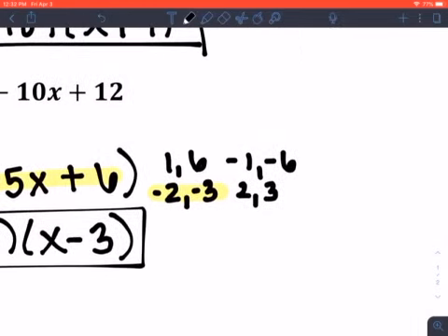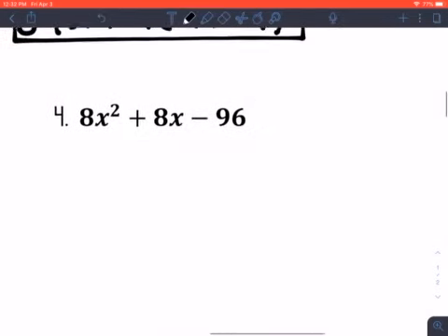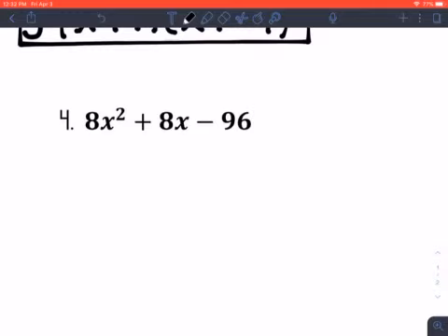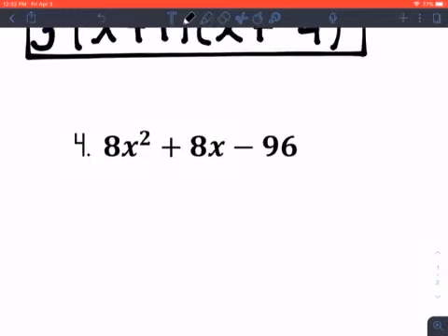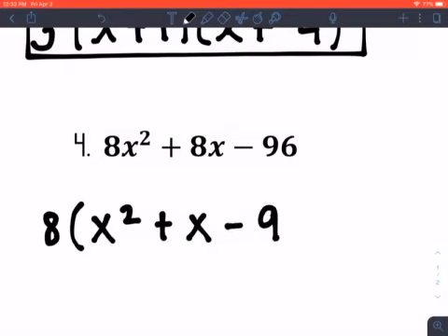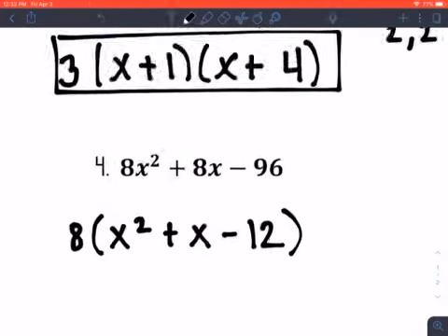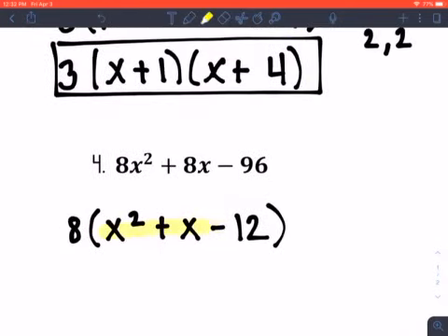Let's look at practice problem number 4. In practice problem number 4, we see 8x squared plus 8x minus 96. Our first step is to see, is there a greatest common factor? There is. I can take out the greatest common factor, 8, leaving me with x squared plus x minus 12. Sorry, that's what 96 divided by 8 is. Now I need to think, can I factor this remaining trinomial?